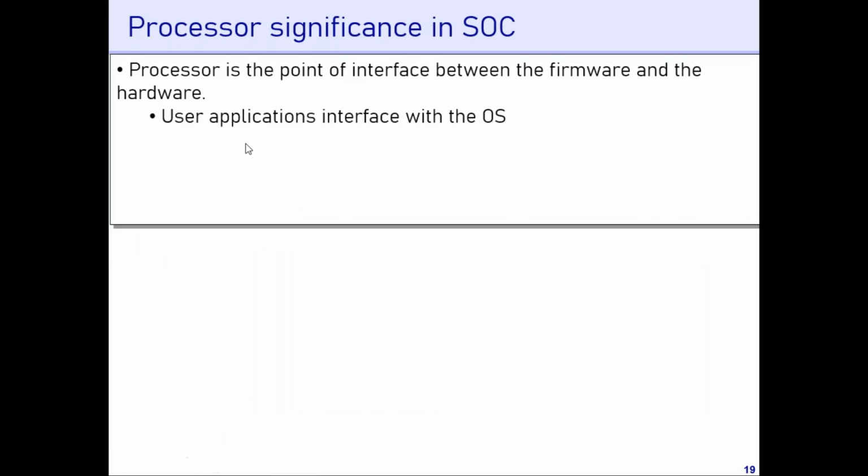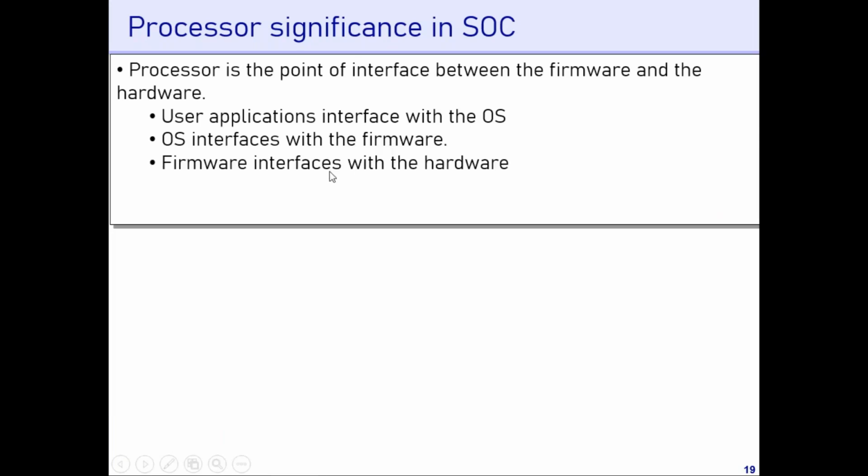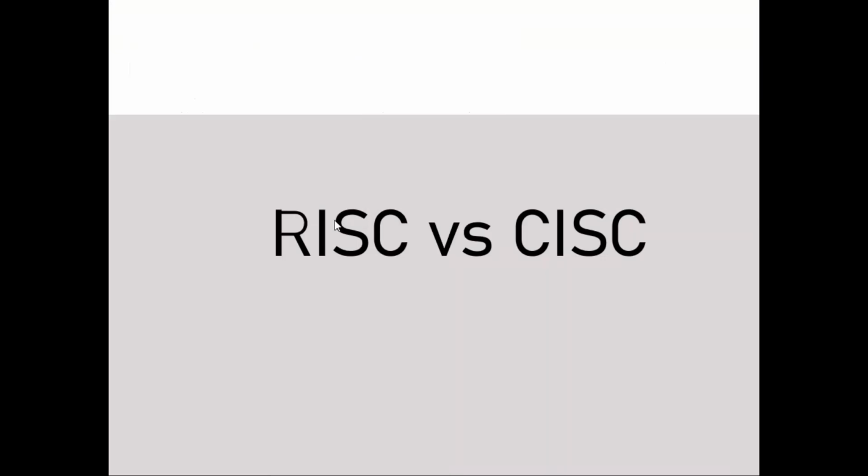As you are aware, user applications interface with the operating system. The operating system interfaces with the firmware, which interfaces with the hardware, and ARM processors are based on RISC architecture. So this was a very brief look at the SOC verification flow, and a very brief look at how the C test cases are developed. Let's now talk about RISC versus CISC architecture, and then once it is done, we'll go for a break.